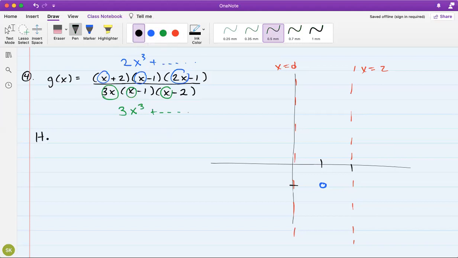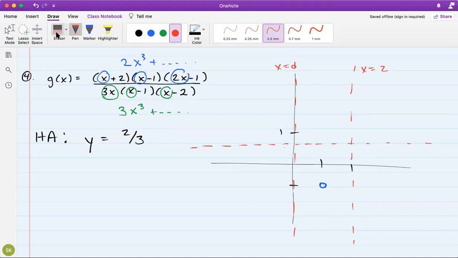So for our horizontal asymptote, because the degree of the numerator is equal to the degree of the denominator, we take the ratio of the coefficients, these leading coefficients. So it's 2 over 3. So let's draw a line at 2 over 3. So let's say this is 1. 2 over 3 is 2/3 of the way. So like this.